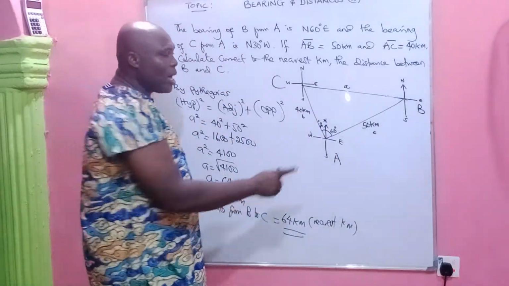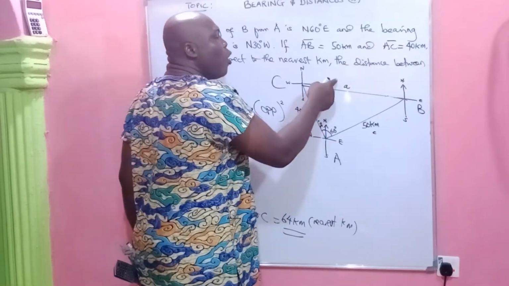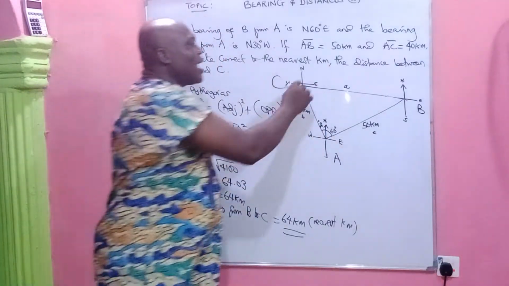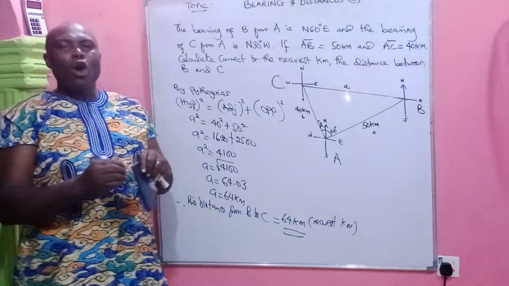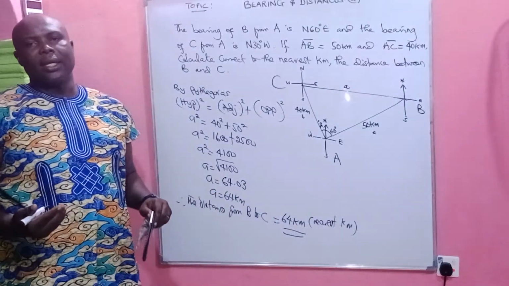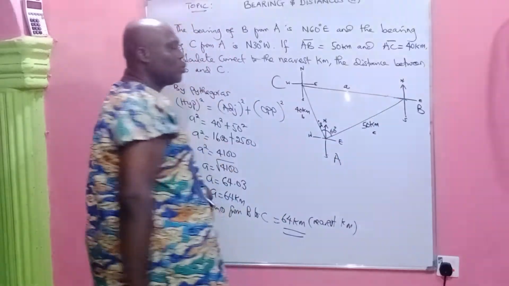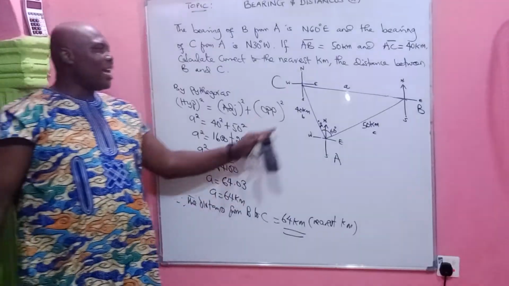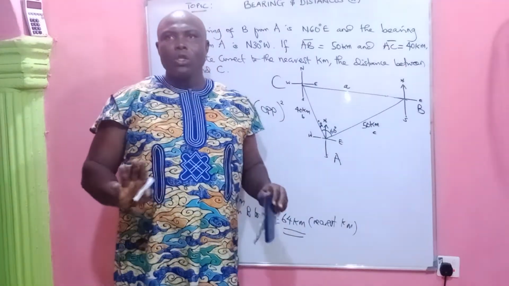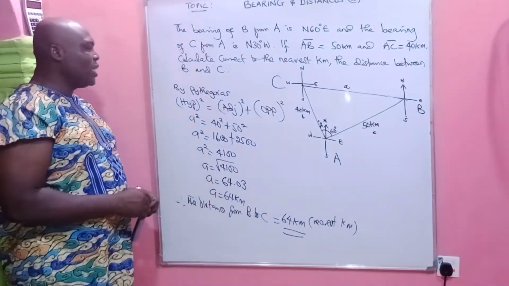And I've always told you, wherever you have 90 degrees, the side opposite is the longest side, and that's the hypotenuse, which is the side always directly opposite the 90 degrees. It's always the longest side. So when you calculate such a side, you should have your answer being larger than the other two sides given. So we have been able to solve that using Pythagoras.